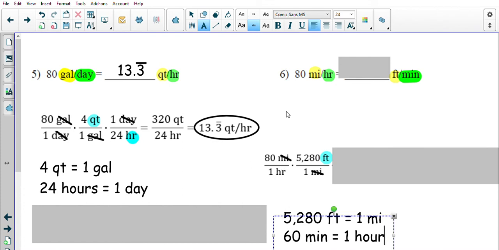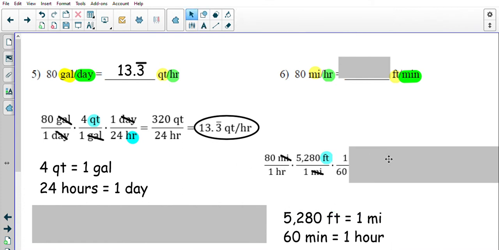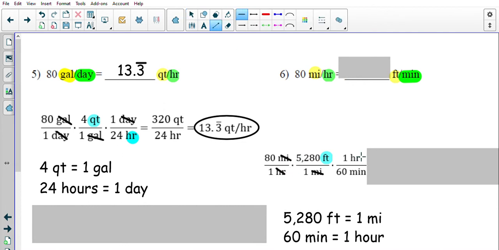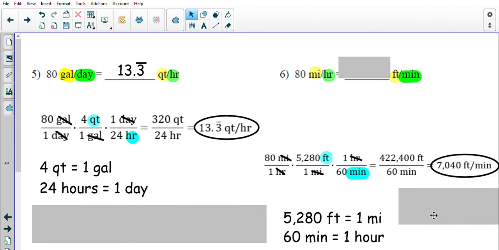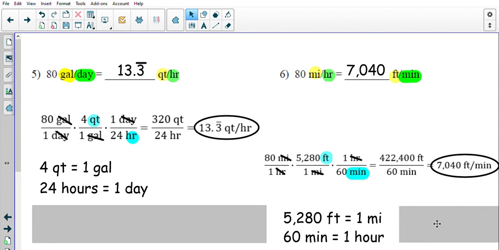We have hours on the bottom here, so we want our 1 hour on the top here, 60 minutes on the bottom. Hours will cancel out. We are left with a label of minutes on the bottom. So we'll be left with feet per minute. So take 80 times 5,280, which gets us 422,400 feet on the top, 60 minutes on the bottom. Divide to get our final solution. You will get 7,040 feet per minute.